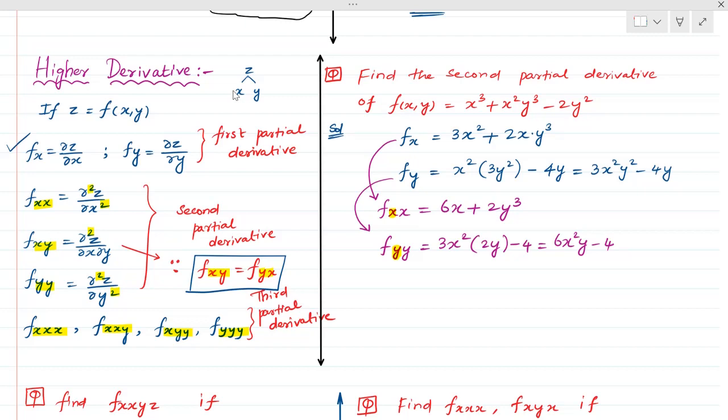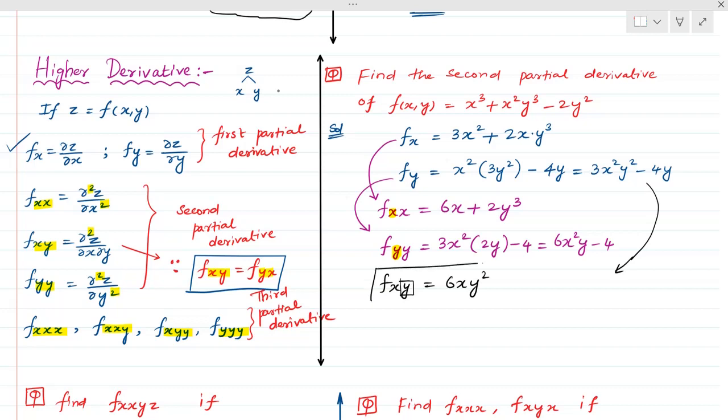Now the next one is very interesting. What is that one? fxy. How will you calculate fxy? There are two methods you can do it. One, take fy and differentiate with respect to x. What do you get? This is 6xy power 2. That's it. Is it right? So take the fy, differentiate with respect to x.